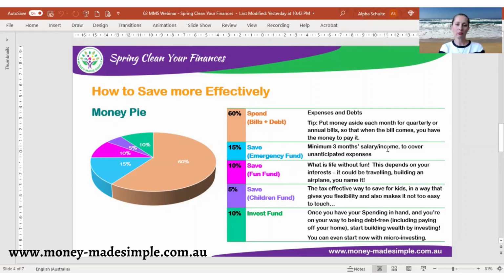It just depends what you're comfortable with. This came in handy for our family last year. My husband unexpectedly lost his job. It took him more than 3 months, quite a lot more, to find another job, because it was in the midst of all the COVID pandemic. But having that money really, really helped.